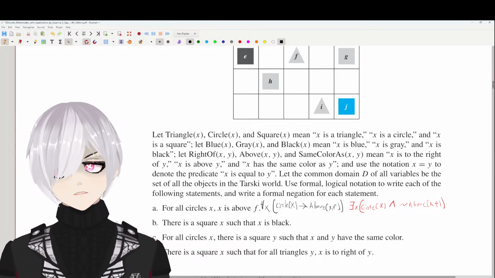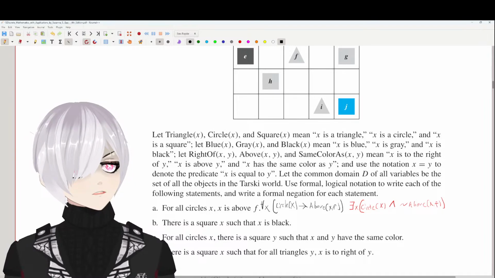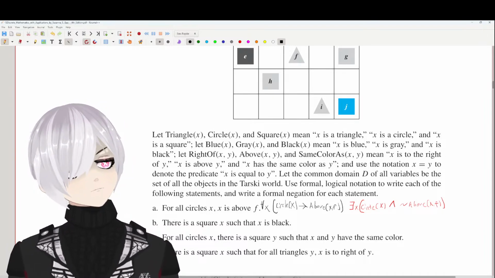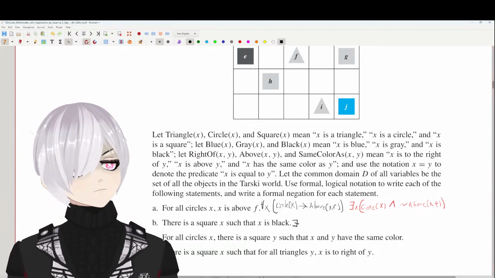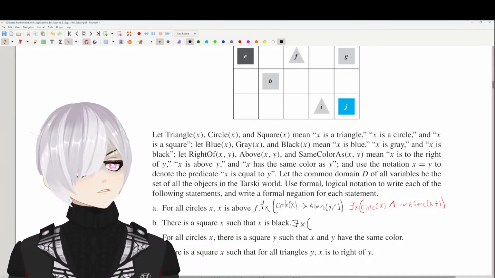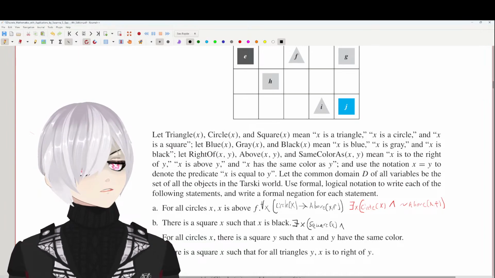Well, let's see what the next one is. There is a square X such that X is black. Well, that's written as: for some, there exists an X such that X is a square and X is black.